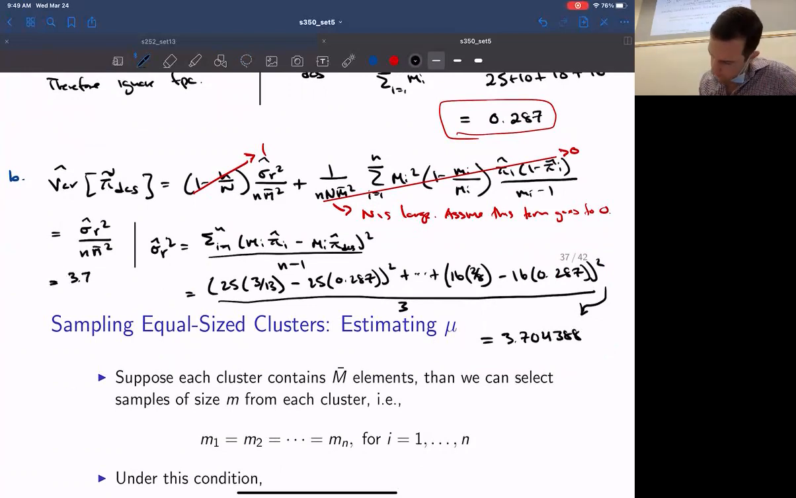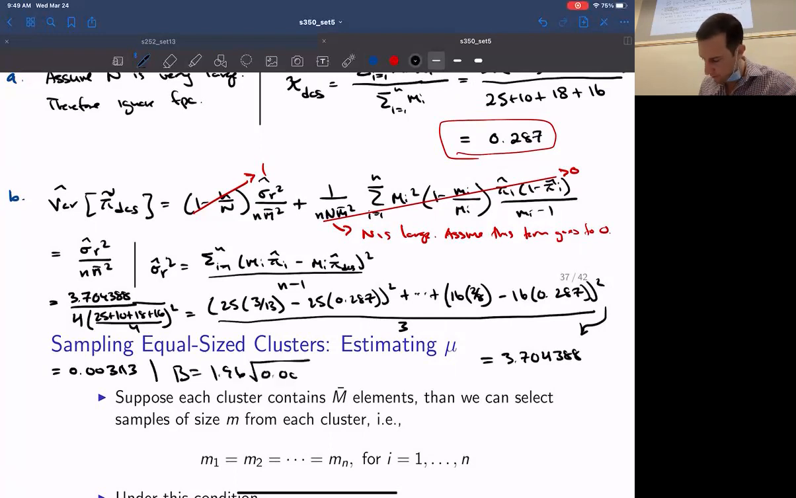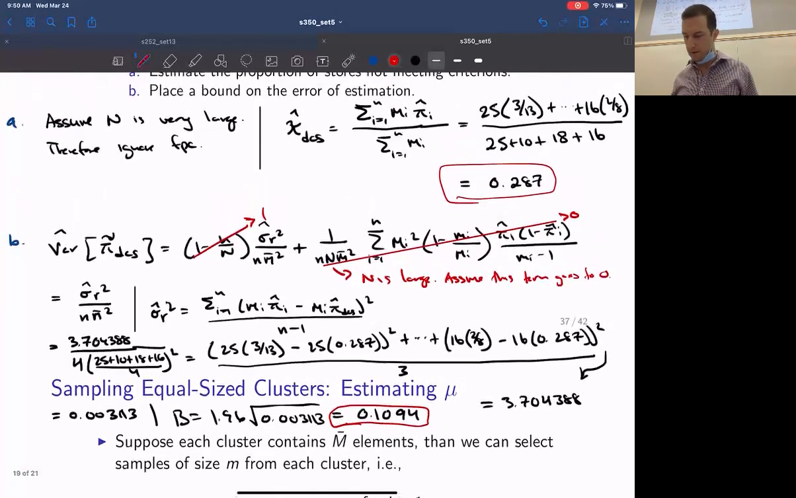Okay, so then we have 3.704388 divided by 4 multiplied by, and now we have to estimate the average. So we're going to have 25 plus 10 plus 18 plus 16 over 4 squared. And that should give us something in the area of 0.003113, and then our bound is going to be 1.96 multiplied by 0.003113, which is equal to 0.1094. I guess I could have just stopped at that. Right, sorry, that's a little bit messy. I'll clean this up a bit after, just to try and make it a little bit more squared up.